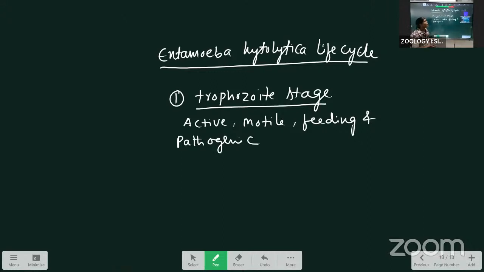Other stages are also there: pre-cystic, cystic, and the tetranucleated stages. They are not causing damage to the human, that's why they are called non-pathogenic stages. But in the total Entamoeba histolytica life cycle, the trophozoite stage is the mature stage. It alone causes harm to the human, that's why we call it the pathogenic stage.